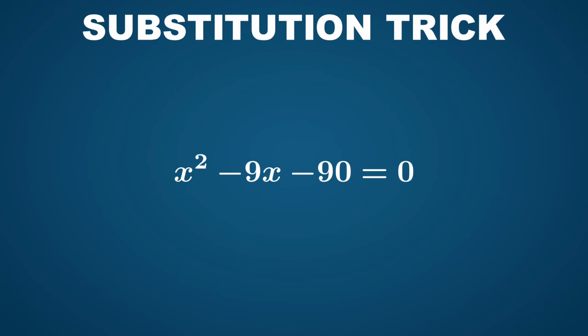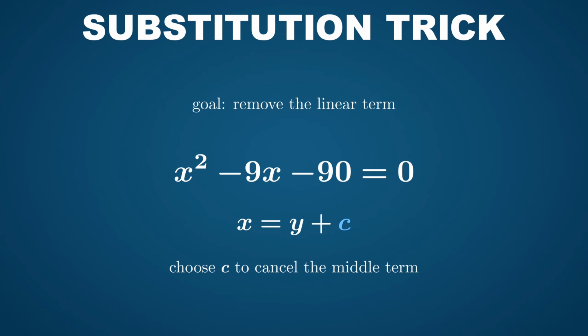We can use a substitution trick to remove the linear x term completely. This specific technique will make the equation much easier to handle. Let us define a new variable y to help us transform the entire equation. We will set x equal to y plus some unknown constant value we can call c. We want to choose a value for c that perfectly cancels out the middle term.